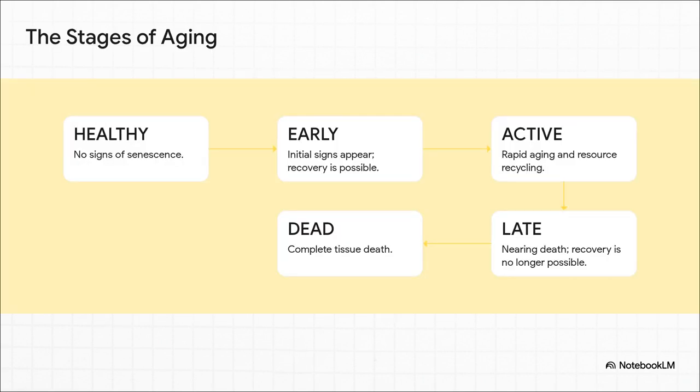Next up, the model is smart. It knows aging isn't just an on-off switch. It lays out this super clear 5-step journey. A plant might slip into early senescence, but hey, if conditions get better, it can actually bounce back. But once it hits those active and late stages, that's the point of no return. The process is irreversible, and it's headed towards complete tissue death.